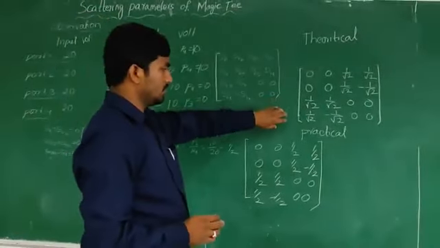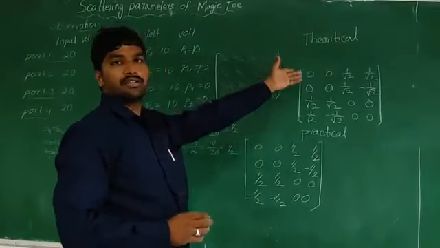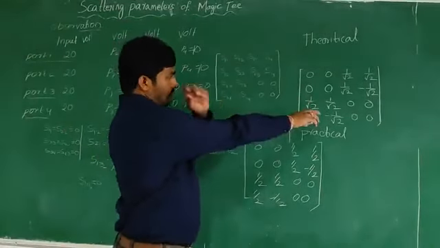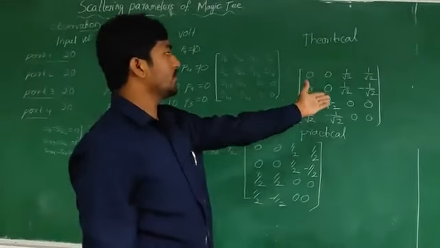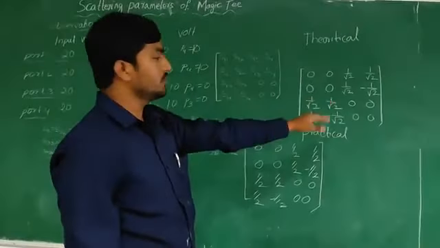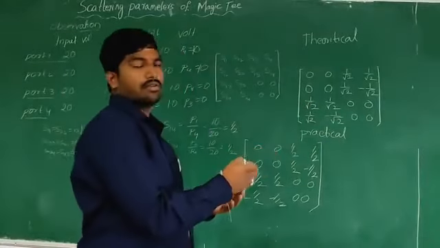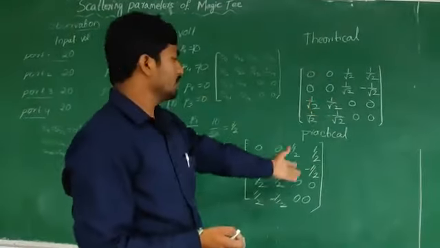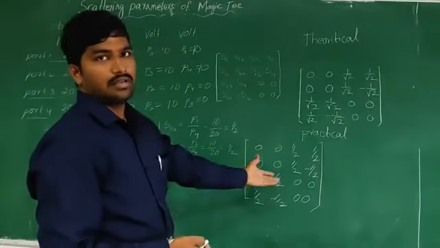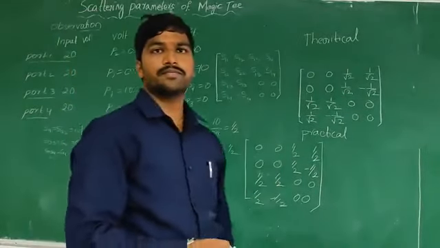Okay, we have done the practical session and theory section. We got practical values 0, 0, 1 by root 2, 1 by root 2, 0, 0, 1 by root 2, minus 1 by root 2. We have got 1 by root 2, which is approximately equal to 1 by root 2. So we successfully completed the experiment. Thank you very much.